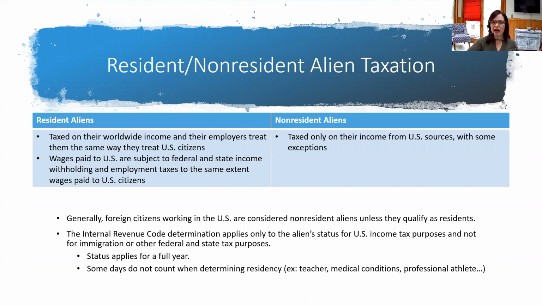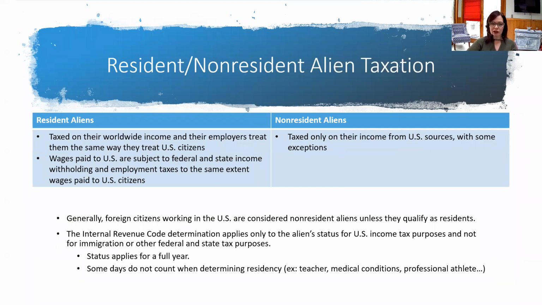Non-residents are taxed only on their income from US sources, with some exceptions. But generally, foreign citizens working in the US are considered non-resident aliens unless they qualify as residents. The Internal Revenue Code determination applies only to the alien status for US income tax purposes and not for immigration or other federal and state tax purposes. Their status applies for the entire year.